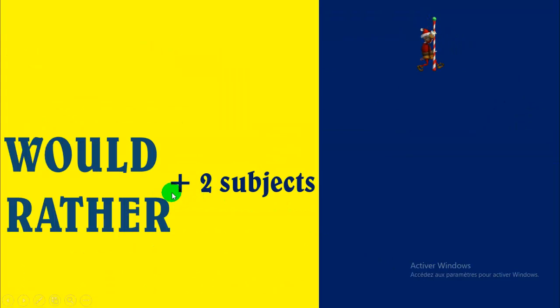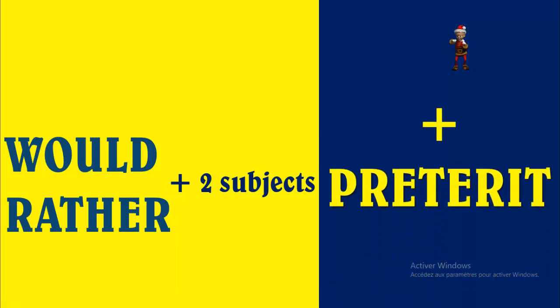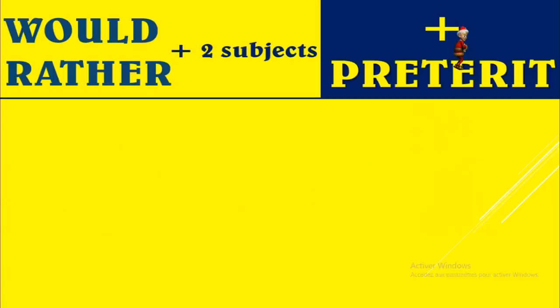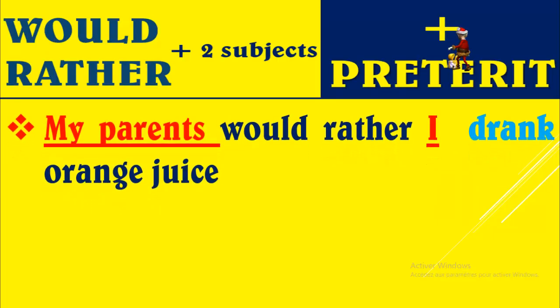But when you have would rather and two subjects, you have the preterite. Would rather and two subjects, it is no longer base form, but the preterite. My parents would rather I drank orange juice. Ici, vous avez deux sujets. Celui qui préfère et celui pour qui il préfère. Je préfère que ma sœur n'aille pas à l'école. C'est moi qui préfère pour ma sœur.